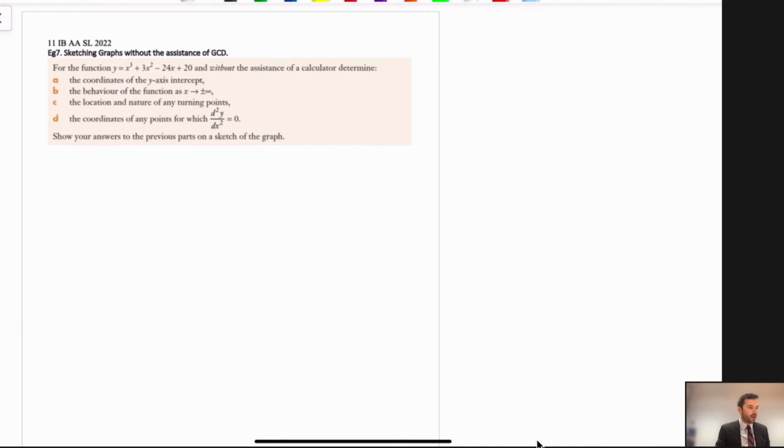Today we're going to be looking at example 7, and this is in lesson 13, sketching gradient functions. This exercise is quite long, this lesson's quite long, so we've broken it into 2 lessons. So we're looking at example 7, sketching graphs without the assistance of a graphical display calculator.